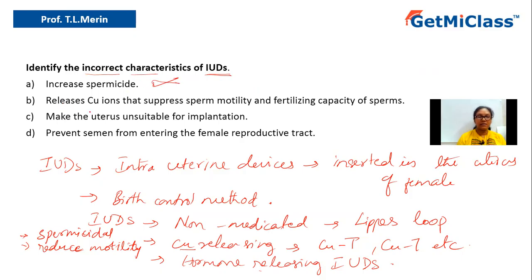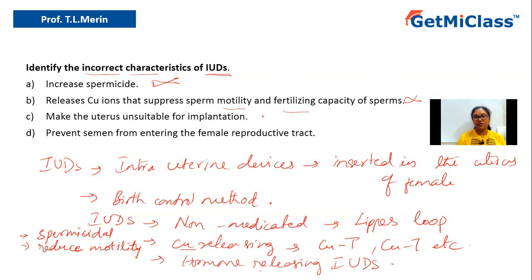Option B, release copper ions that suppress sperm motility and fertilizing capacity. Yes, some of the copper based or copper releasing IUDs, that is their function. They release copper ions which can reduce the sperm motility and further can avoid fertilization. But this is a correct statement. We are looking for an incorrect statement. So remember that.